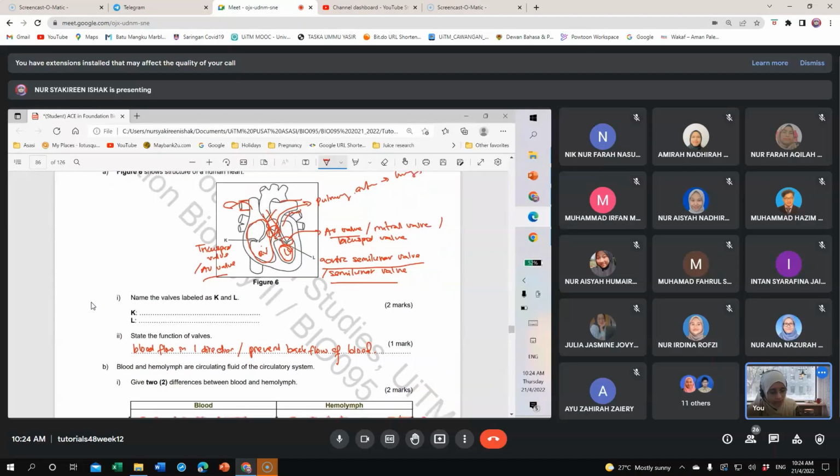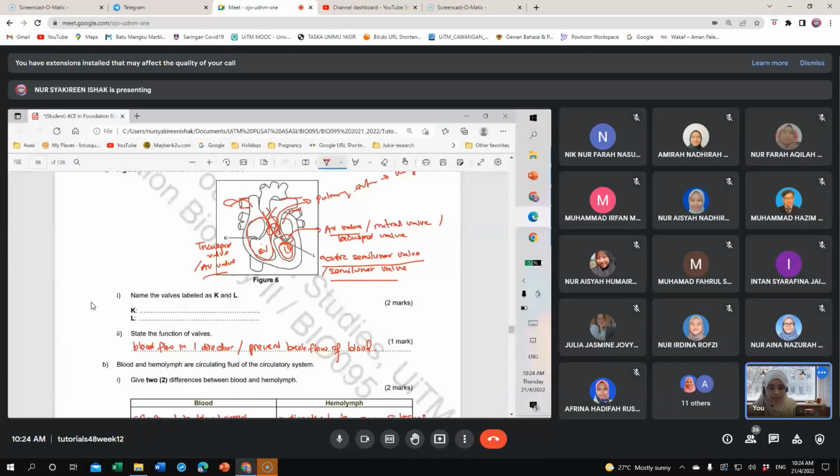Okay, so all these 4 valves, you have to know the names, and also you have to know which one closes, which one opens during the cardiac cycle. Okay, cardiac cycle ada 3 stage kan, so you have to know which one closes, which one opens during the cardiac cycle. Okay, so state the function of the valve, senang je kan, which is prevent the backflow of blood ataupun blood flows in one direction, allows the blood to flow in one direction.